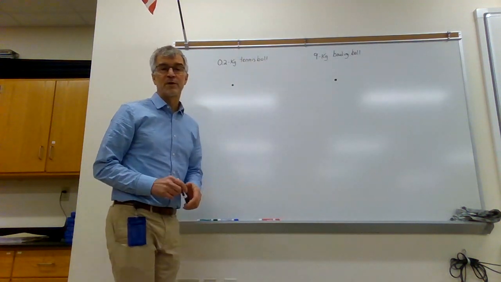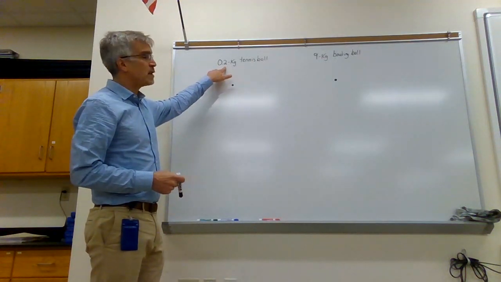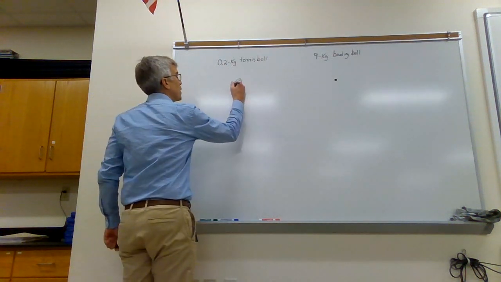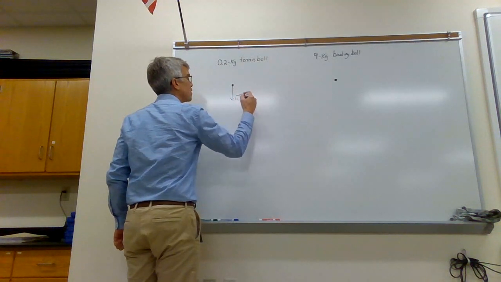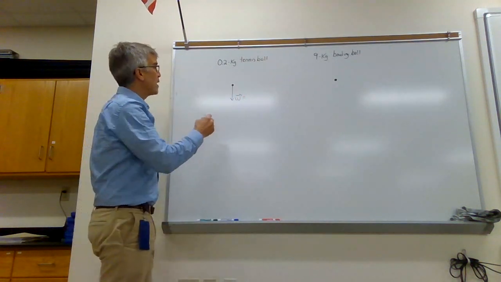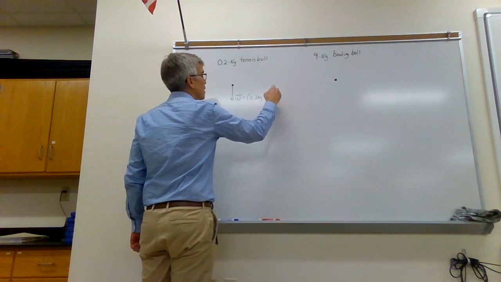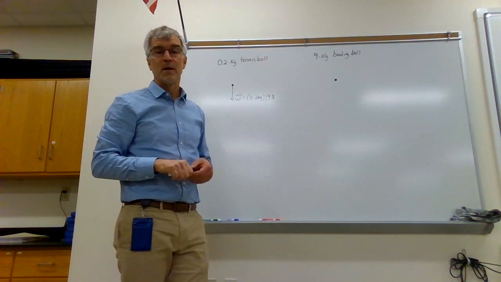So let's look at the force diagrams. I made up some masses. Let's say that tennis ball has a mass of 0.2 kilograms. When I drop this tennis ball, there's going to be a gravitational force pulling it down. And that gravitational force is equal to the mass times the strength of the Earth's gravitational field.